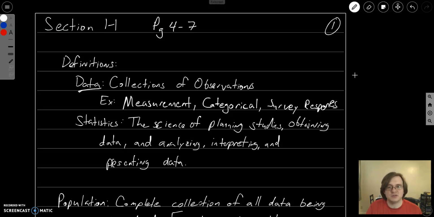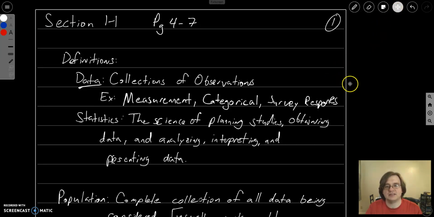Chapter 1, and in particular this section, will focus on definitions and looking at examples of studies. So the first definition that we'll see is data, and data is just collections of observations.